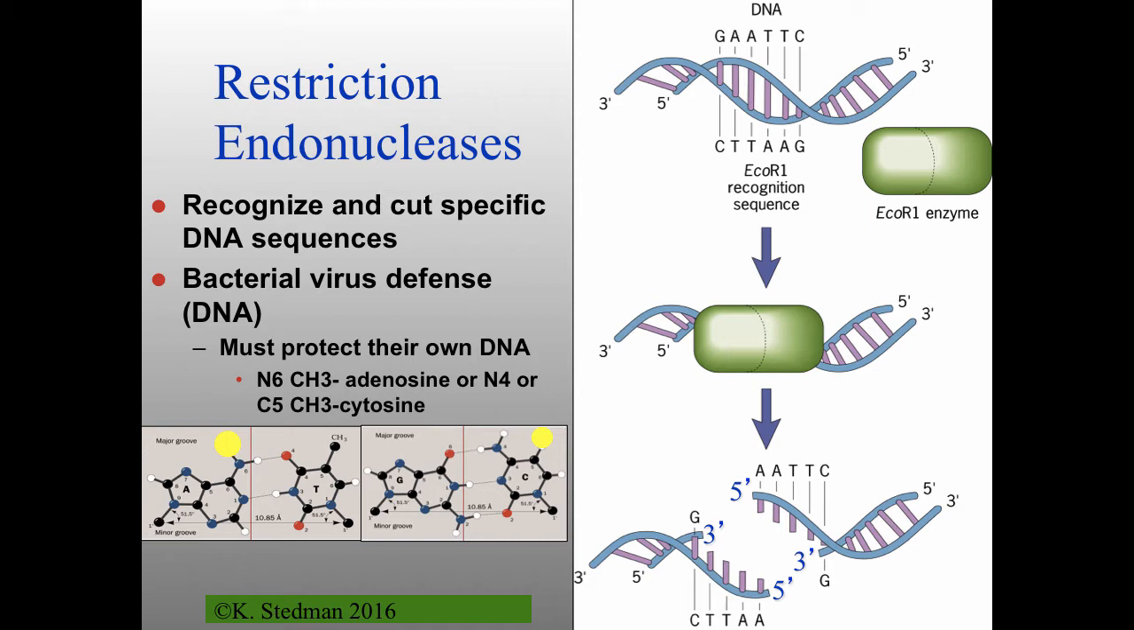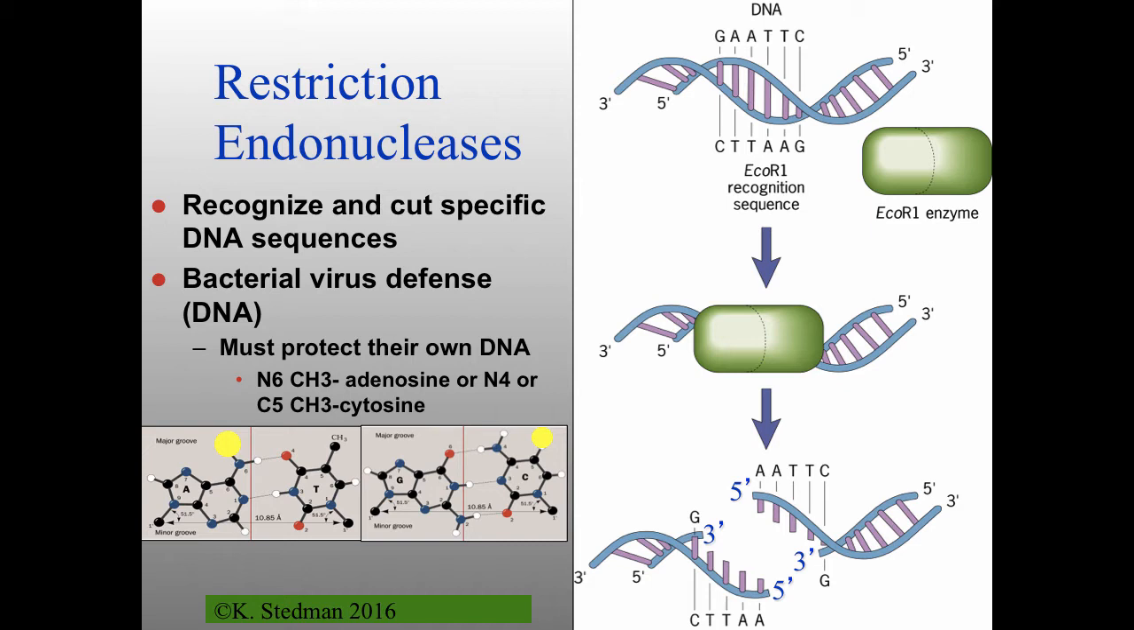The way that works is they have methylation, and this is, in fact, exactly the same methylation that most bacteria use for licensing when you have hemimethylation that happens right after your replication. That methylation is protecting the DNA from the restriction endonucleases.